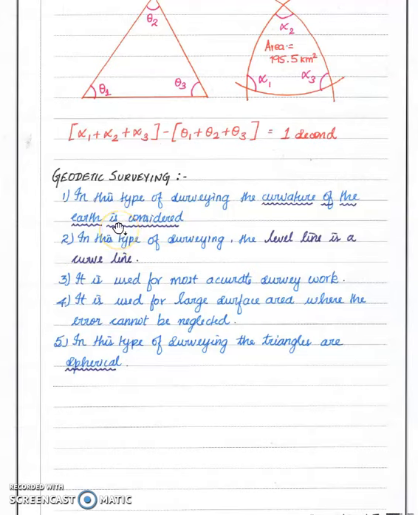So now next, geodetic surveying. As we discussed earlier, the curvature of the earth is considered. Level line is a curved line. It is the most accurate work because curvature of earth is considered. Hence it is the most accurate work. It gives less error only. But in case of plane surveying, it is not suitable for most accurate work and gives more error. So next we will move to the next topic.